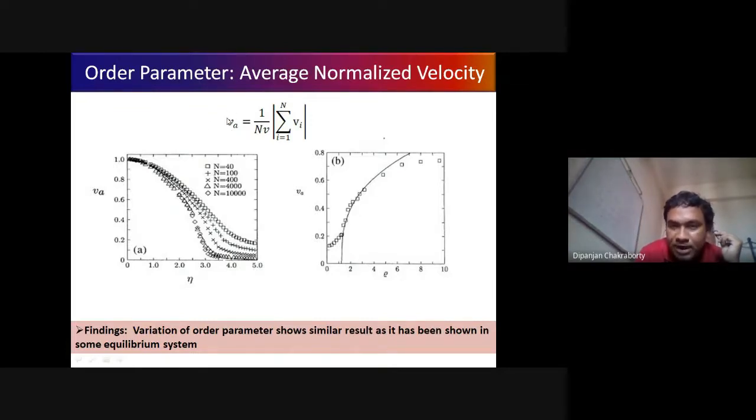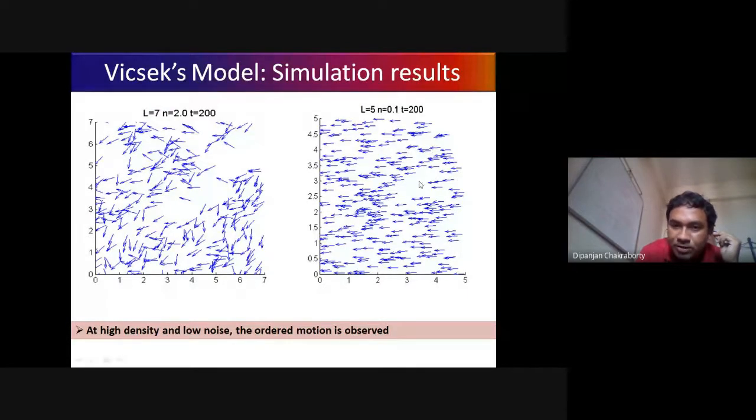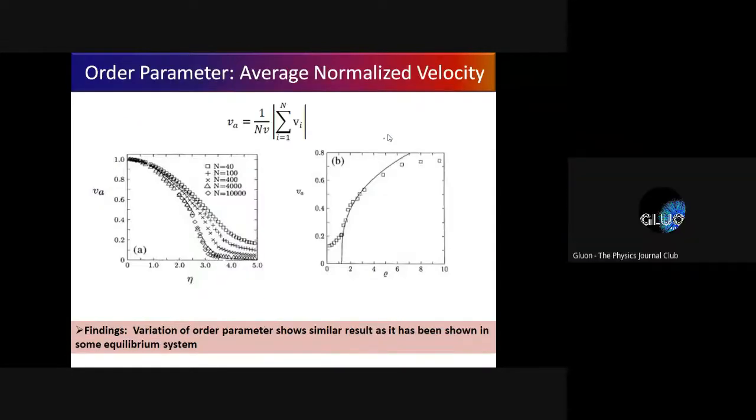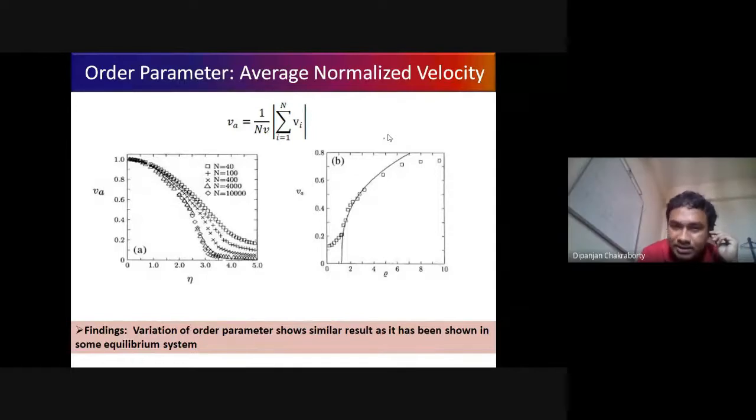If you calculate the average velocity of this group, what would be the value? Just assume that all are in a particular direction. What will be the normalized average velocity? It will be one, right? Because all are directed in a particular direction. So as the noise is minimal, noise is zero or very less, then the average velocity is nearly one. So basically we are getting the ordered structure.